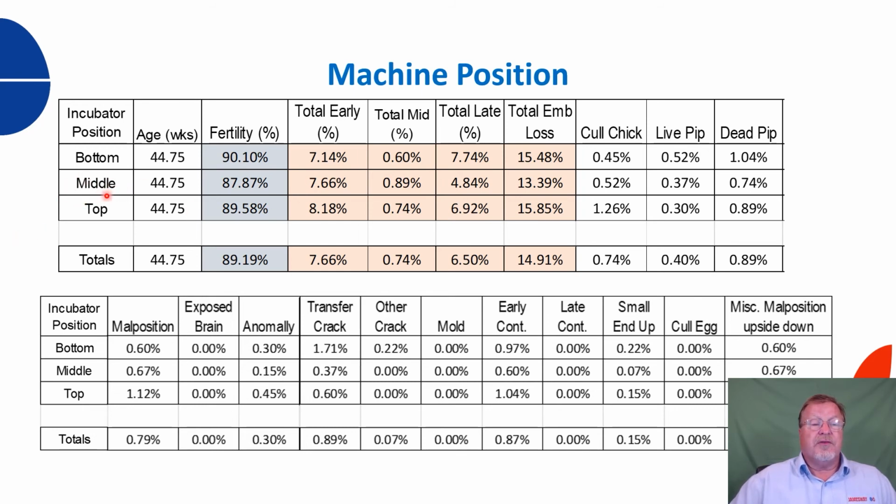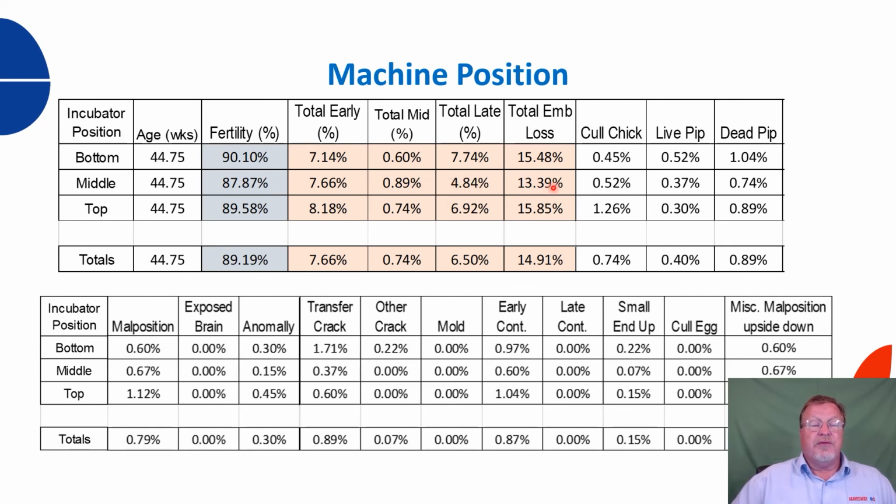we can see here that all those eggs, regardless of the flock and age, we had almost 3% less late embryo mortality when the eggs were in the middle of that buggy. 2% less total embryo loss. That's a significant number right there. What can this tell us?